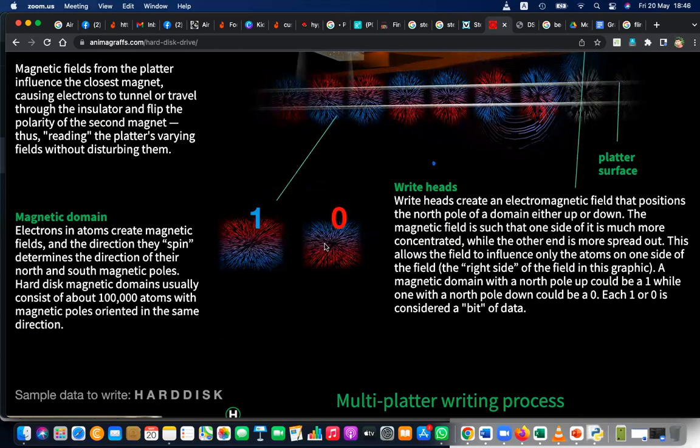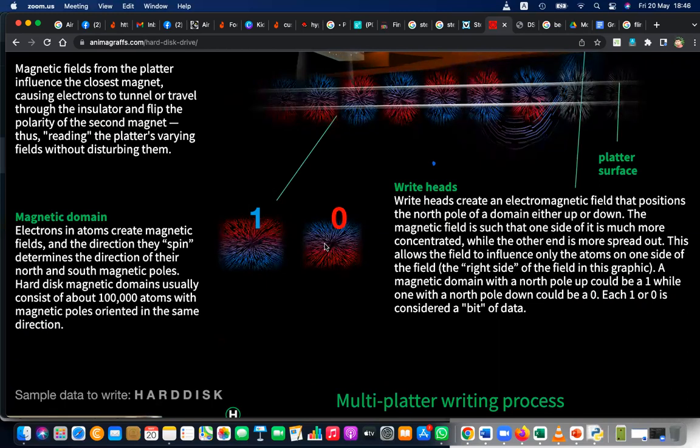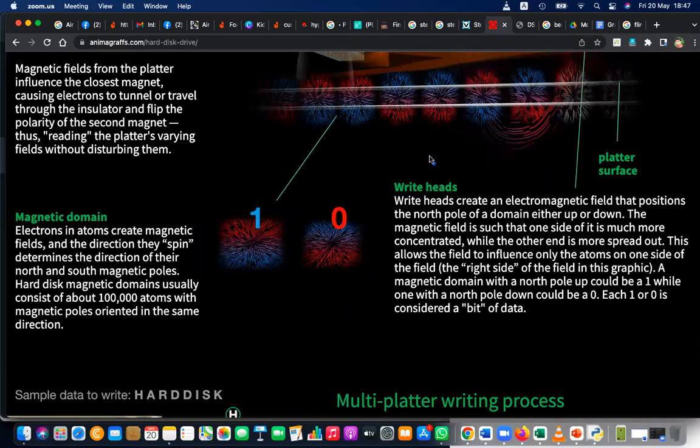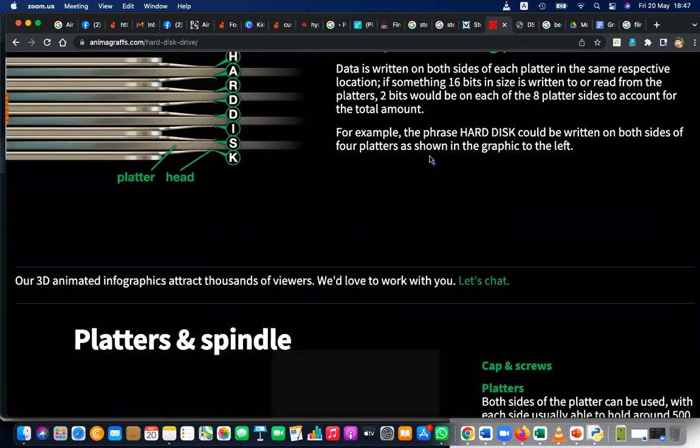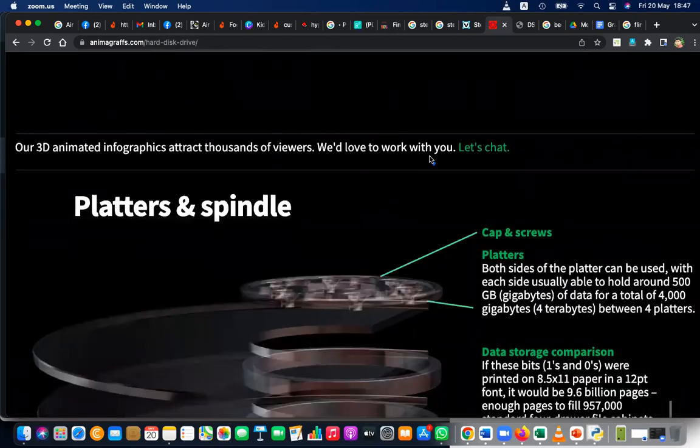Okay, I think now you got the point. You understood how the magnetizing is transferred to the platters. After this is written to the platters, that magnetization state will be preserved for some time because this hard disk is sealed.